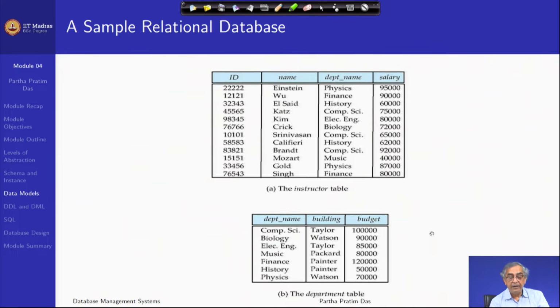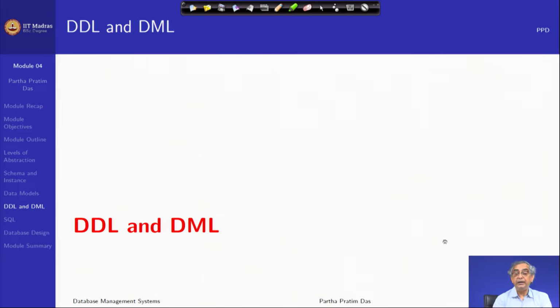So, these are different examples of tables, the instructor table, the department table. You can see that for the instructor table there is ID, name, department name, salary, the example we had. In the department table we have department name, building, budget and so on, right. So, these are the different relational databases, and we will have a lot of designs on that.